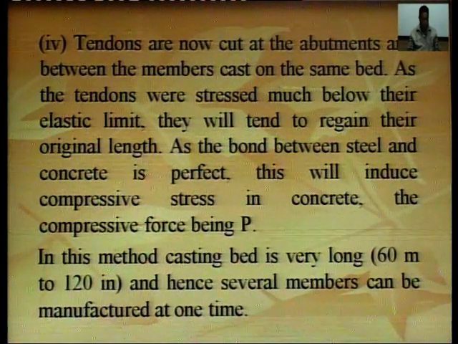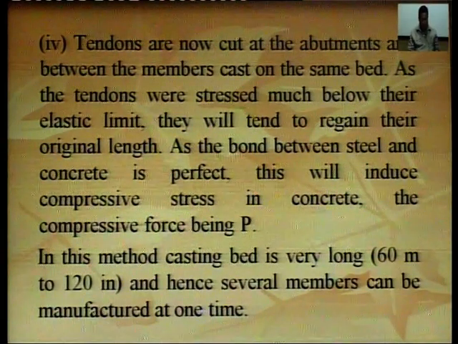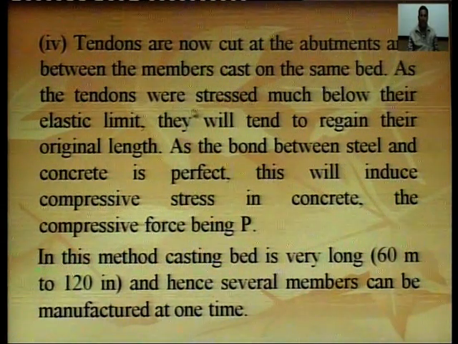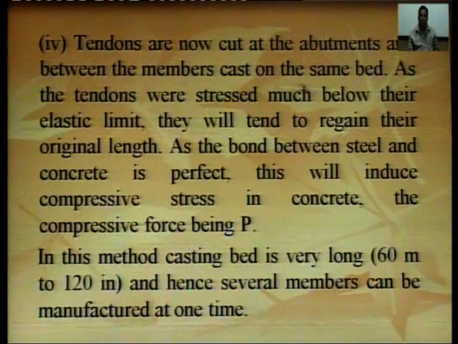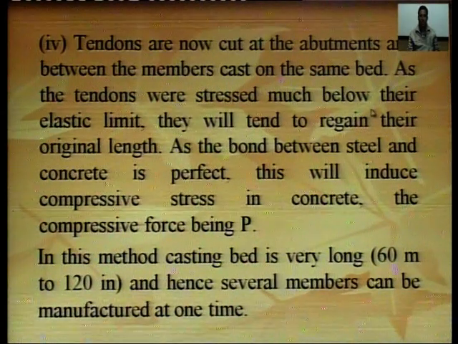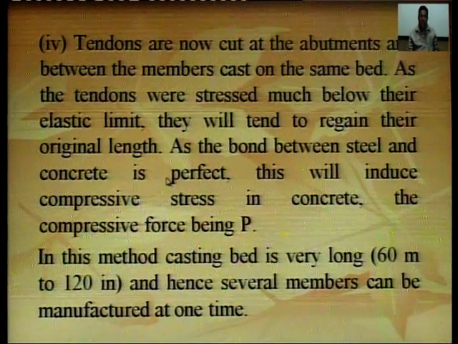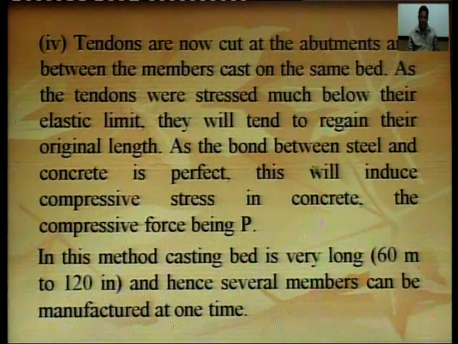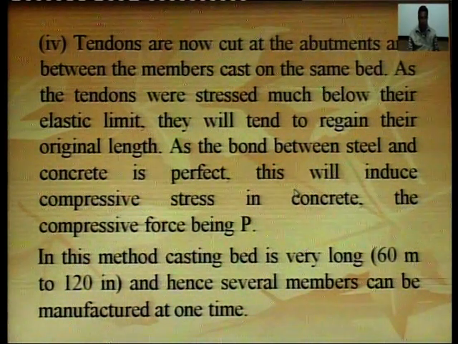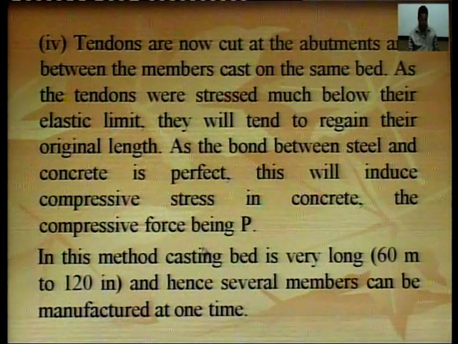After tensioning the tendon wire, concrete is poured and allowed to cure. Tendons are now cut at the abutment and between the members cast on the same bed. As the tendons were stressed much below their elastic limit, they will tend to regain their original length. As the bond between steel and concrete is perfect, this will induce compressive stress in the concrete, the compressive force being P.